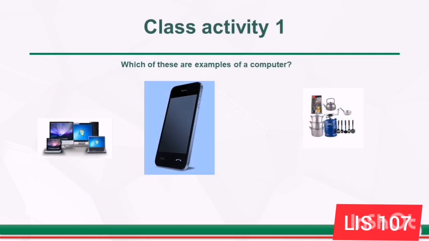Now, our class activity one. I want you to look at these three images, these three pictures, and tell me which of these are examples of a computer. I'll give you about 5, 10 seconds. Look at the first picture, look at the second picture, and look at the third picture. Okay, I want to believe that by now we have the answers. Are you expecting me to tell you the answer? You should know the answers. Definitely, it's not the last.